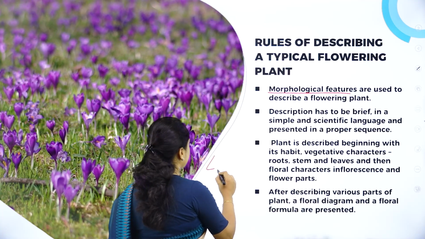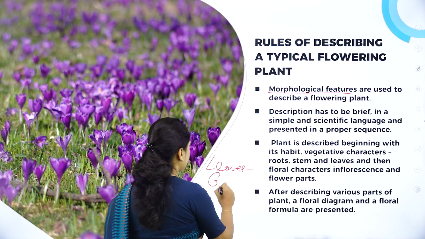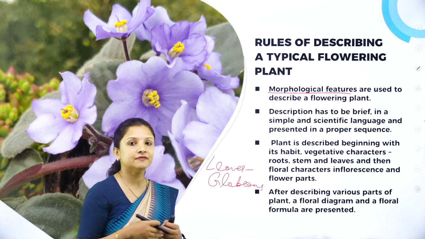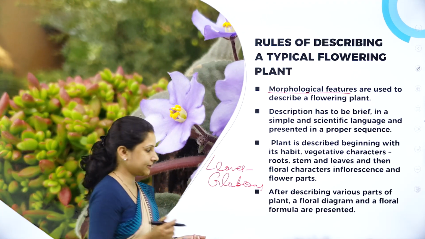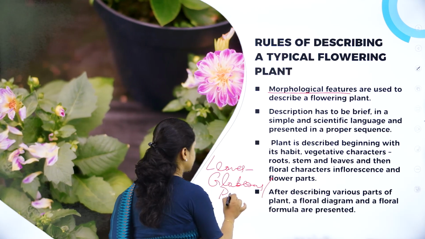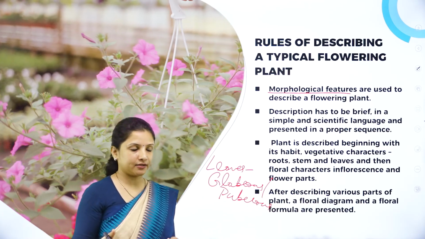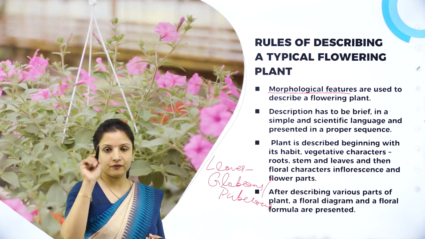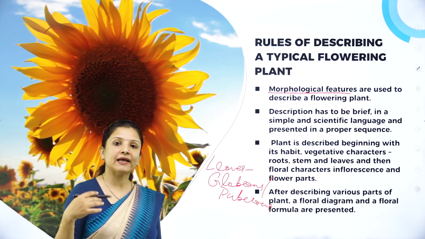Say for example, we write it like this, leaves. Then we put a hyphen and we write glabrous. So glabrous means leaves, that is, it is not hairy. Hairs are absent. If hairs are present, we write it puberous. So it means hairs are present. Where? On the leaves. Now stem. Hairs are present on the stem. We write stem, put a hyphen, and there we write it's puberous, meaning hairs are present.